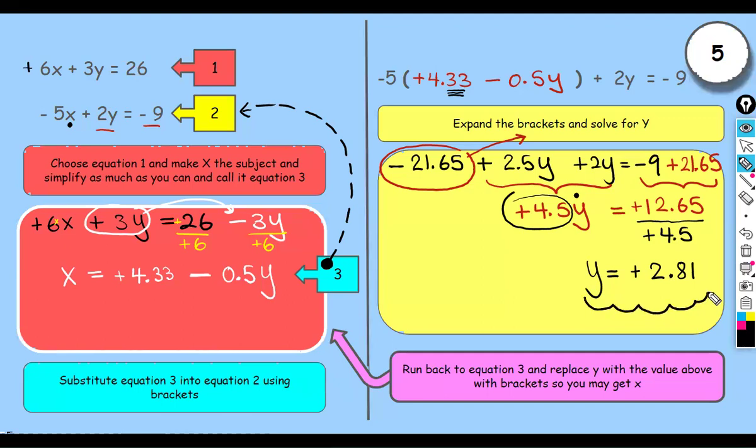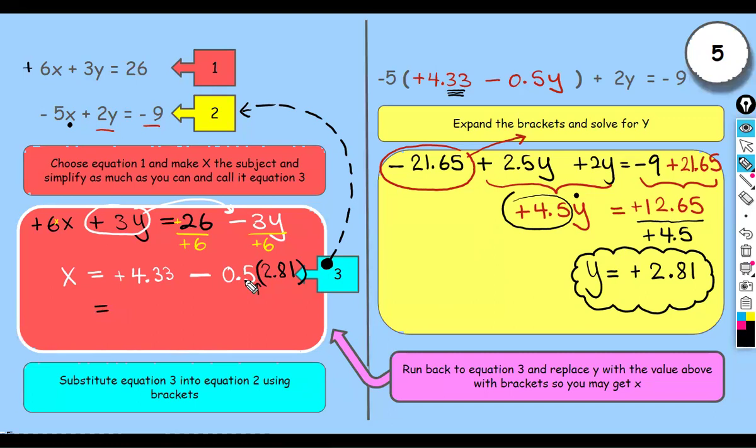See if you can get the value for x now. Run back to equation 3. Follow the purple note. Take a few seconds, look for errors, and finish off the question for me. So we run back to equation 3. Now, I can erase things on the screen here. It has the letter y waiting here in equation 3, and I'm going to erase that y. And in brackets, I'm going to put 2.81, positive 2.81. We have to do the multiplication first. So we get x is what?